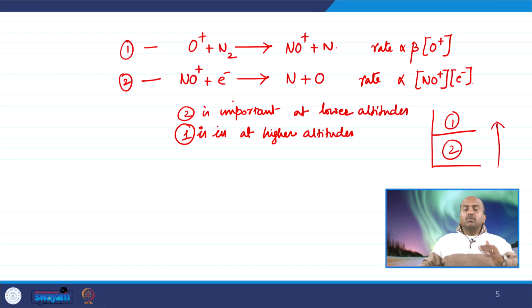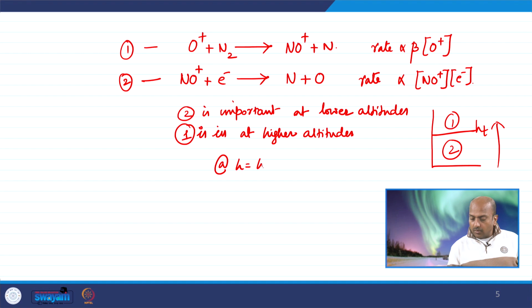So, up to a certain point of time you will see that reaction number 2 is dominant and reaction number 1 becomes dominant after a point of time. So, this height at which this transition occurs is called the transition height. So, this transition occurs at h equals ht.